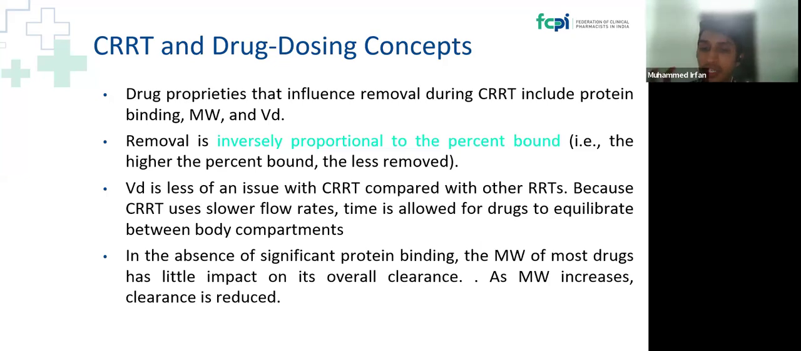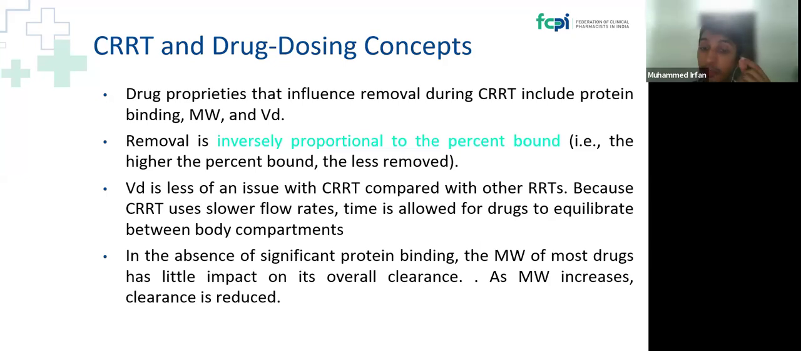As we all know, if a drug is very much bound to proteins, it is non-dialysable. Dialysability is very much less. If it is less bound to protein, it can be easily dialysed. As I said, removal is inversely proportional to the percentage bound. The higher the percentage bound, the less is removed. In the absence of significant protein binding, the molecular weight of most drugs has little impact on overall clearance. As molecular weight increases, clearance is reduced.